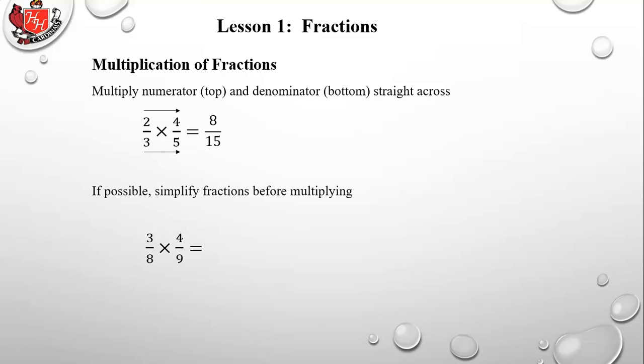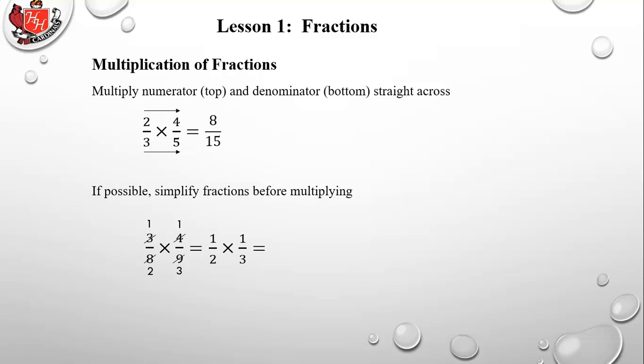Now, it's possible to simplify the fractions before multiplying. So in this case, we have 3/8 times 4/9. You can cancel across a multiplication sign. You can't do it across an addition, subtraction, or division sign, but you can cancel across a multiplication sign. So the 3 and the 9 can cancel. The 3 goes into 3 one time, it goes into 9 3 times. And then the 4 and the 8 can cancel. 4 goes into 4 one time, and it goes into 8 2 times. Now you go ahead and multiply straight across.